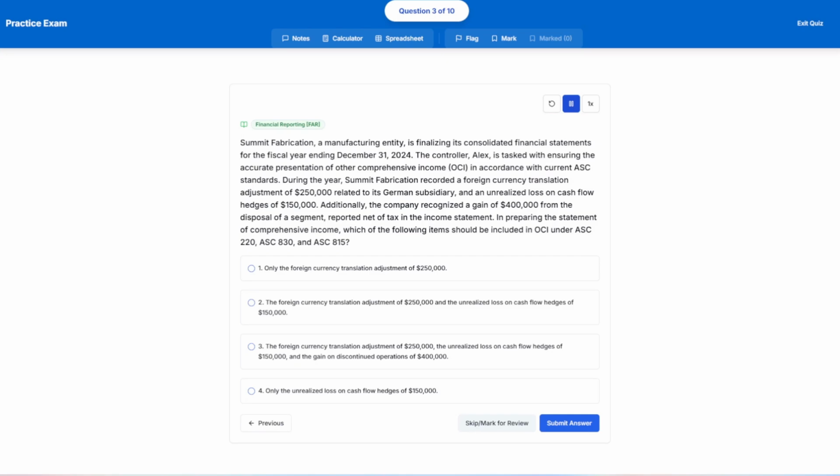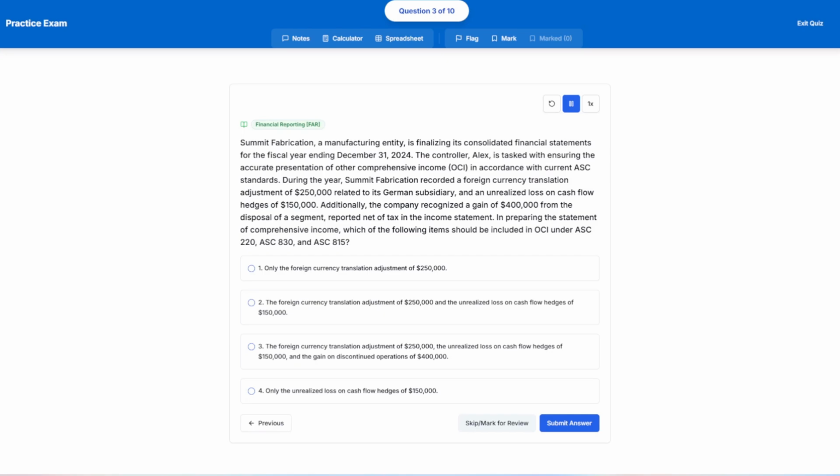Question. Summit Fabrication, a manufacturing entity, is finalizing its consolidated financial statements for the fiscal year ending December 31, 2024. The controller, Alex, is tasked with ensuring the accurate presentation of other comprehensive income, OCI, in accordance with current ASC standards. During the year, Summit Fabrication recorded a foreign currency translation adjustment of $250,000 related to its German subsidiary and an unrealized loss on cash flow hedges of $150,000.